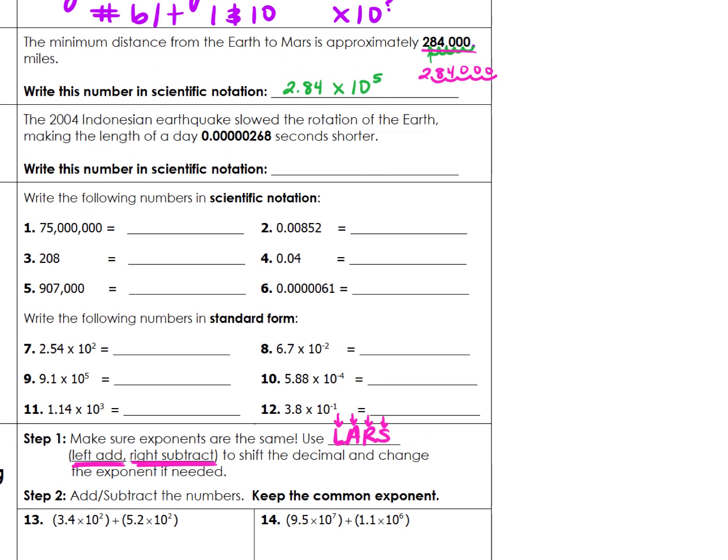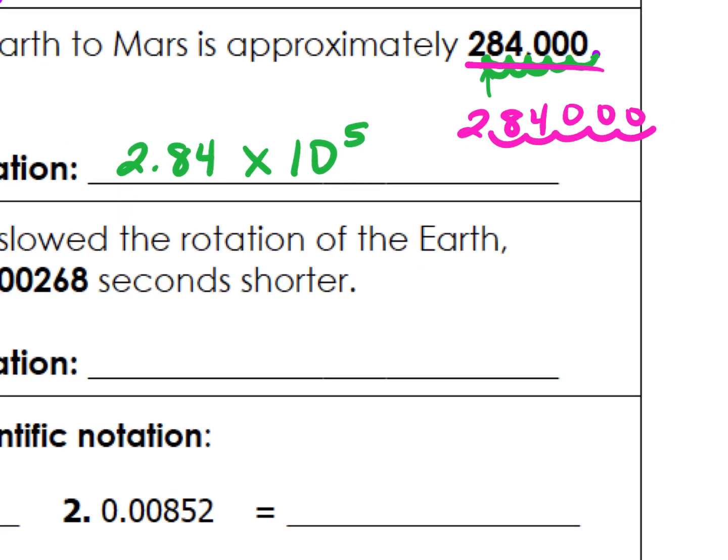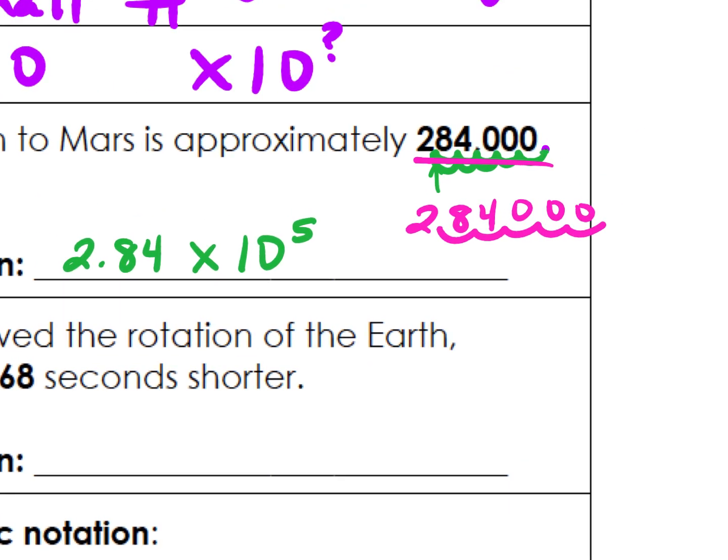Because if you come back up here, in my starting number, I went left. 1, 2, 3, 4, 5. I went to the left 5. We said left, you add or subtract? Add. LARS says if you go to the left, you add. So think of everything as starting at 0, 10 to the 0 power. If I'm adding 5 to that 0, it's going to be a positive 5, okay? So if you're moving to the left from your original number, you're going to add 5 to your exponent.